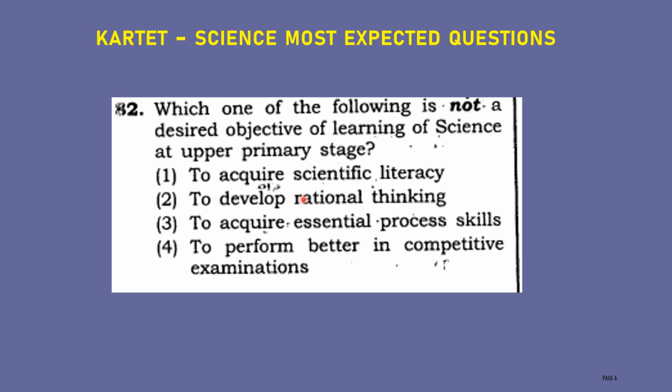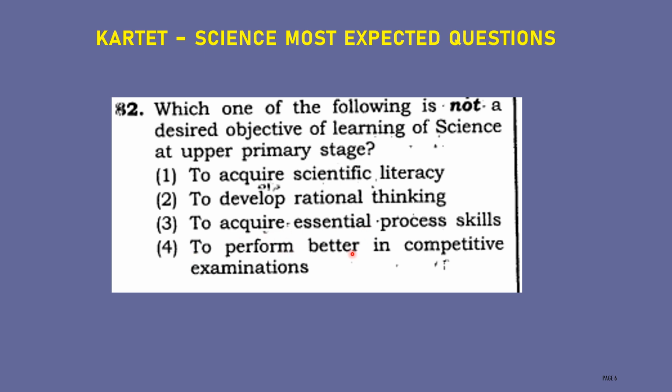Then the second one, to develop rational thinking. Yes, rational thinking is also very important. When you do an experiment, after doing the experiment, you will come to know whether something is true or not, and then whether you have to follow it or not. Therefore, rational thinking is also a very important objective of science. Then the third one, to acquire essential process skills. What I discussed in the last question, how to use the spring balance, that skill is very important. This is also one of the important objectives of learning science.